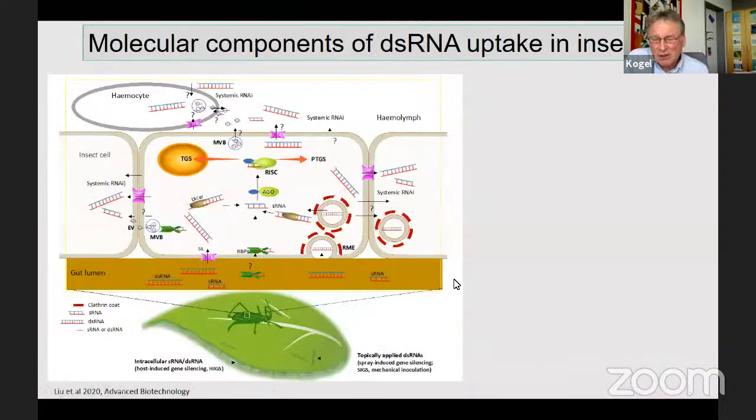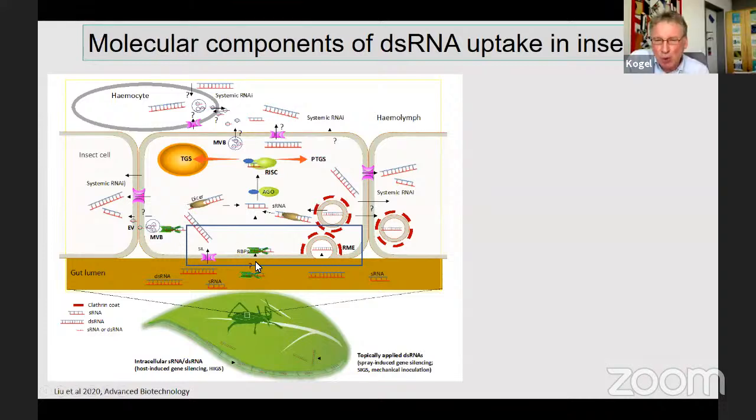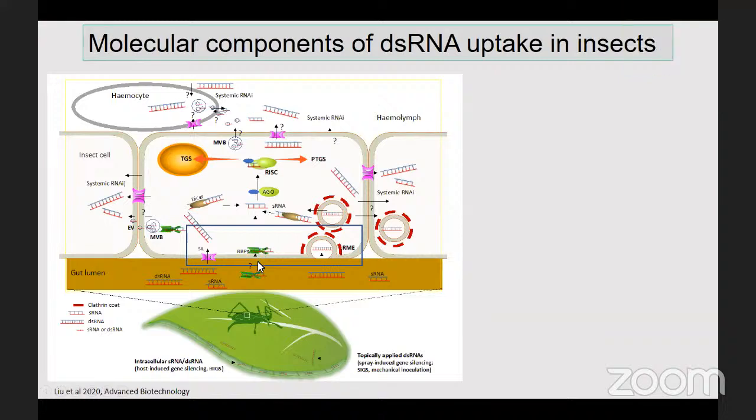So what is the issue here? I won't go into details, but we worked a lot on the uptake mechanism of RNA also in insects, and there are 3 possibilities I will shortly show you here. There are receptors for RNA in the gut membrane that transfer RNA from the gut lumen to the cells. Alternatively, there are RNA binding proteins that transport the RNA across the membrane.